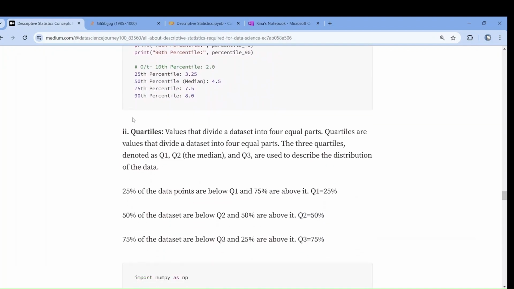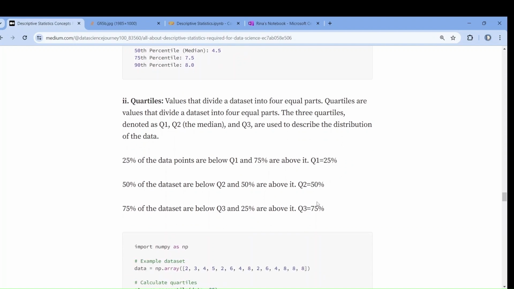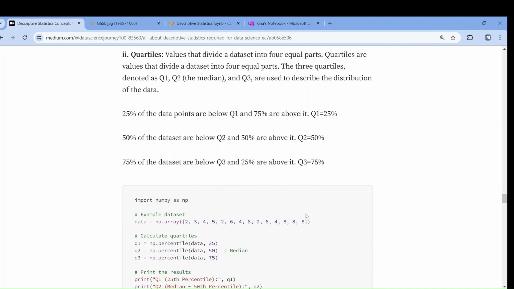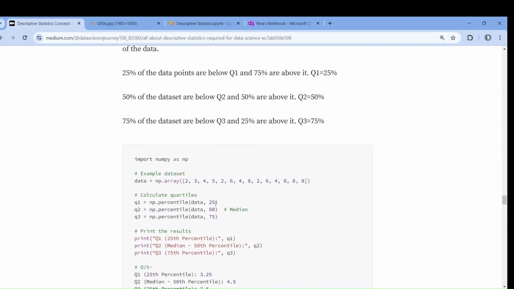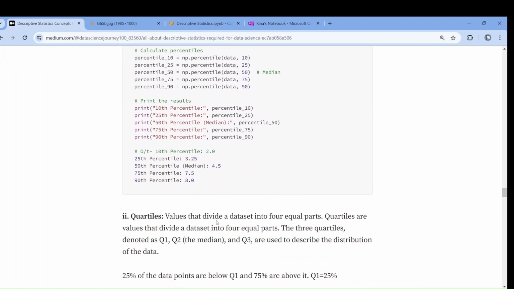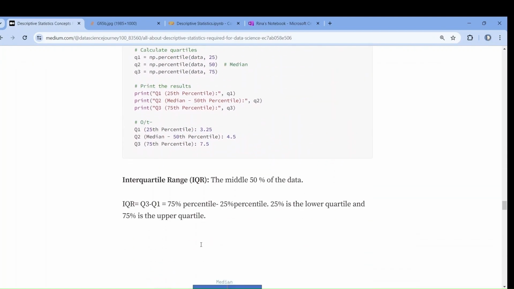Now next, understand quartile. Quartile means the data set is divided into 4 parts. That is Q1 25%, Q2 50%, Q3 75%. Okay. Same way, just the data set is divided into 4 parts. That is why it is not percentile, it is quartile. Okay. But the concept is the same.